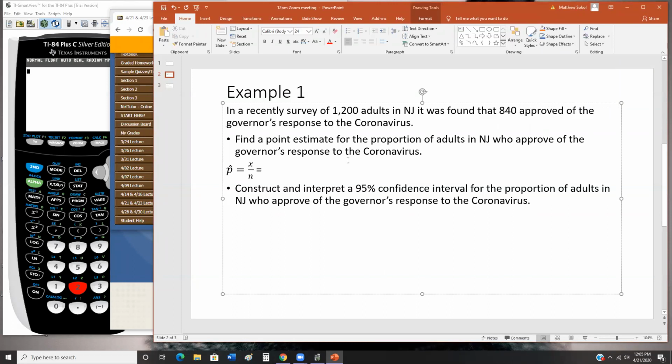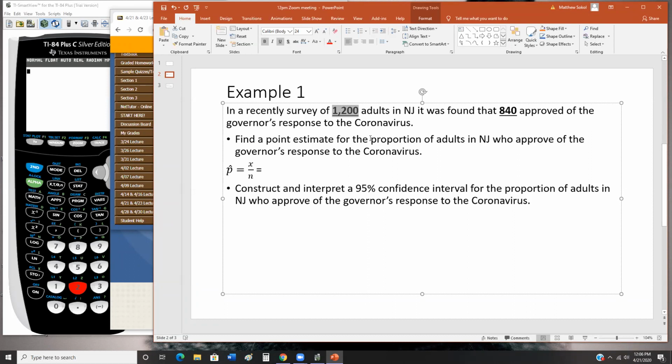of the governor's response to the coronavirus. Okay, so just imagine there was this poll that came out and they just asked people, do you approve or disapprove of how the governor of New Jersey is handling the coronavirus? Okay, so what we see here is this is the number of people who approve, and 1,200 is the total n for the sample.